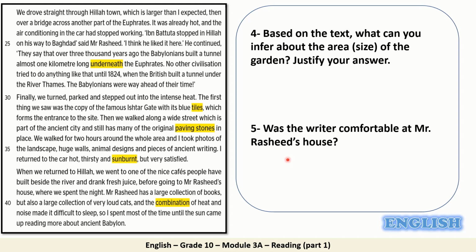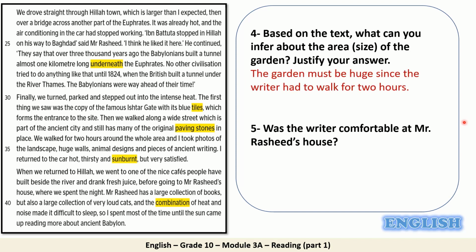Alright, now let's check our answers together. Based on the text, what can you infer about the area of the garden? Justify your answer. And the answer is, the garden must be huge since the writer had to walk for 2 hours. As you can see in this part of the text, the writer clearly mentions that they walked for 2 hours around the whole area, taking photos of the landscape, huge walls, animal designs, and pieces of ancient writing.